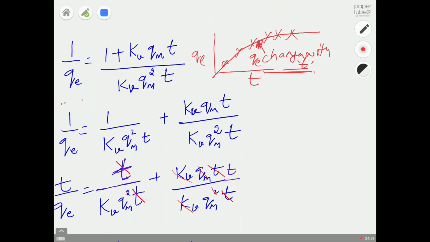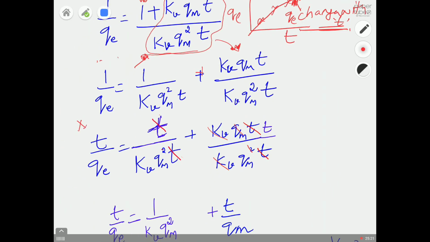1 by QE, this is the numerator, this is your denominator. Now we can expand this equation. 1 by QE is equal to 1 divided by this value plus KV divided by this value, which is here. And then what I did is I multiplied by T on both sides.